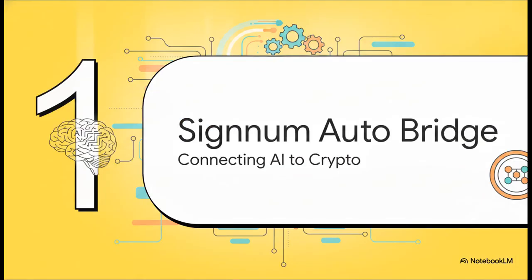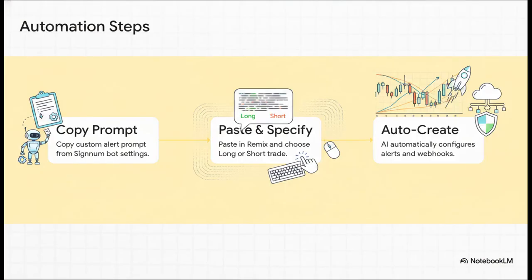All right, moving into section 1, the Signum Automation Bridge. So, having an AI chatbot right there in your charting software, neat gimmick. But to turn this thing into a ruthless, hands-free execution machine, we need a bridge, specifically a bot service called Signum. Now, the workflow here is basically this brilliant little hack.